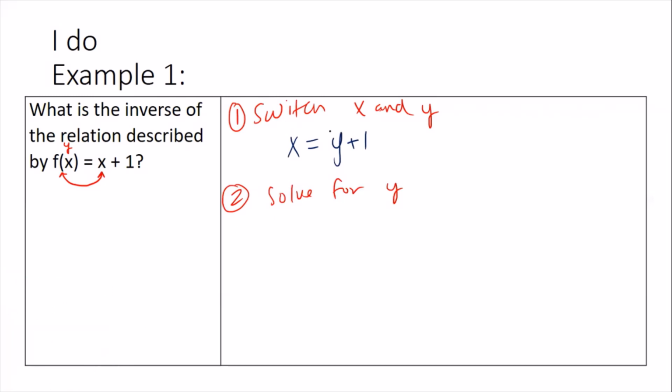So looking here, what would I need to do to get y by itself? Subtract 1, right? So I subtract 1 from both sides. So I have x minus 1 equals y plus 1 minus 1. This is going to cancel out, and I'm left with y being by itself.